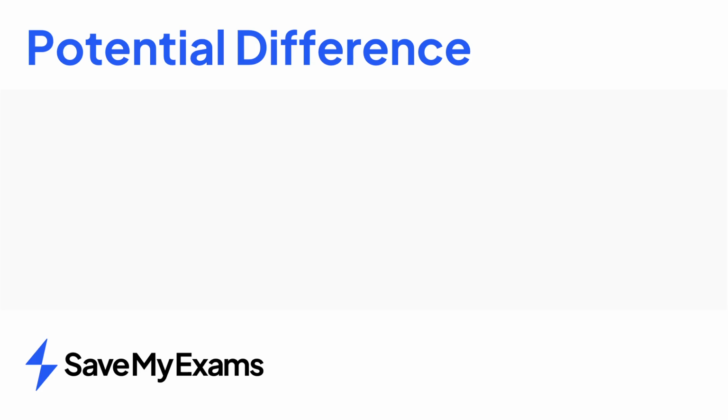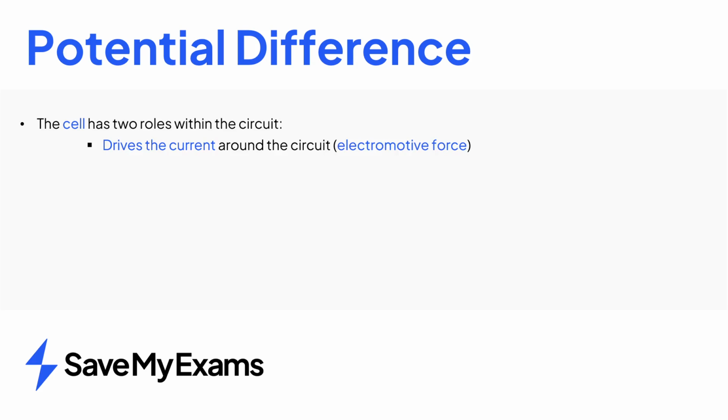In summary, the cell has two roles within the circuit. Firstly, the electromotive force. The cell drives the current around the circuit by doing work on the electrons to overcome the repulsive electrostatic force. Secondly, the potential difference. The cell transfers energy into the circuit and the components transfer energy away from the circuit. So it can be said that the cell transfers energy to the components.